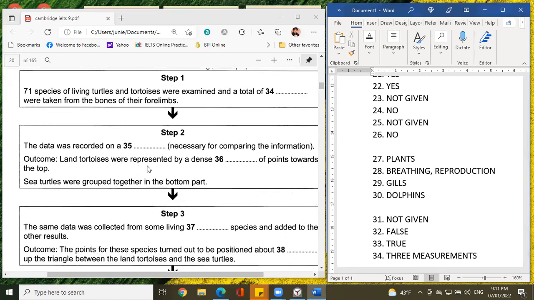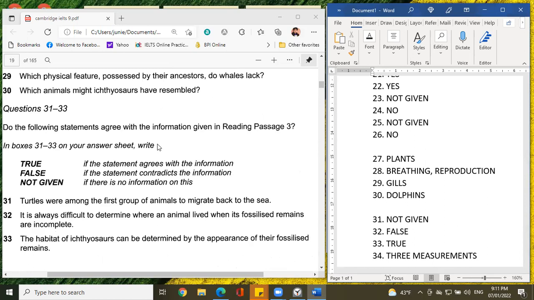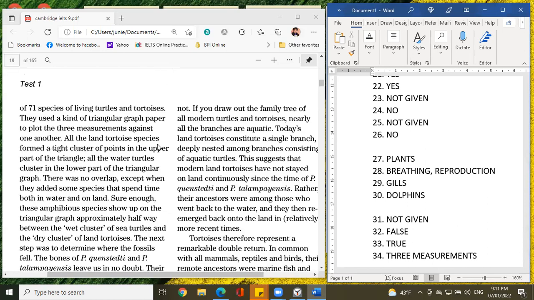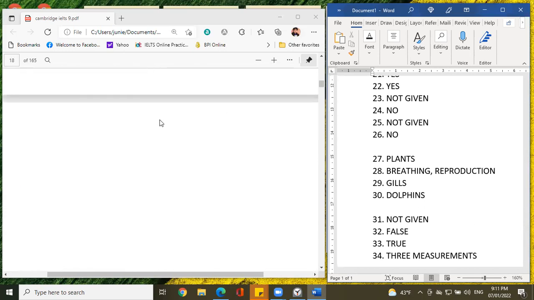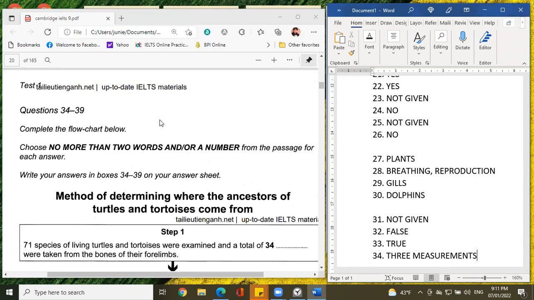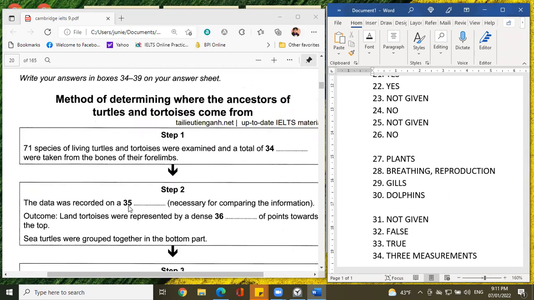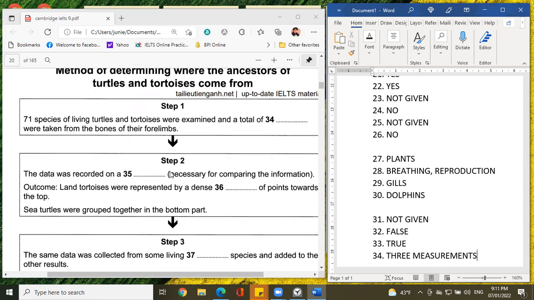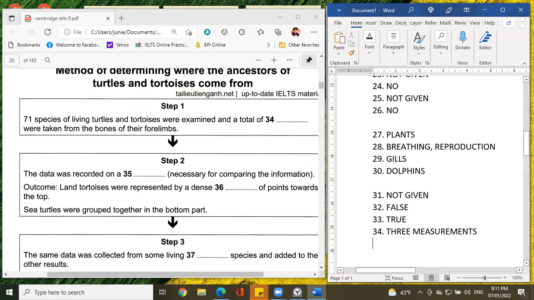Next, the data was recorded on a blank graph paper. Triangular graph paper. Bakit no more than 2 words lang siya? Oh my God. On a triangular graph or graph paper. Triangular graph, guys. Kasi importante yung triangulo dun eh.